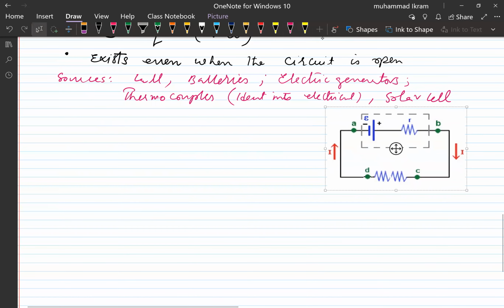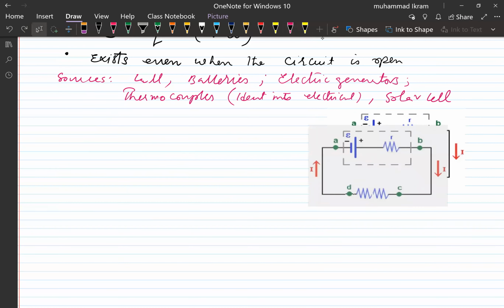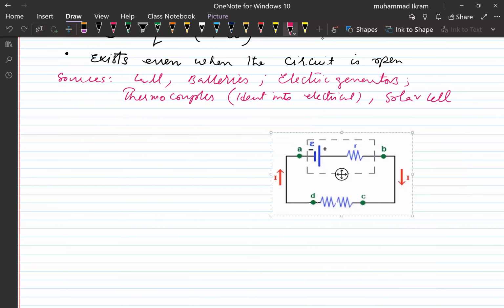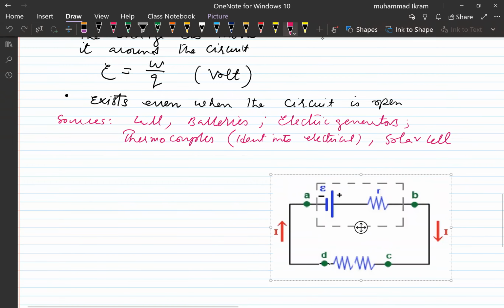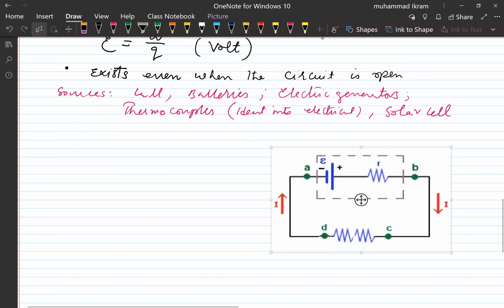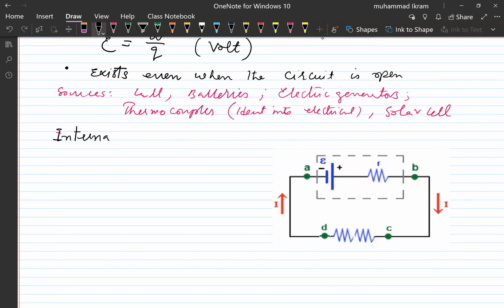Now our next topic will be the internal resistance of the supply. The supply is, of course, the electromotive force.